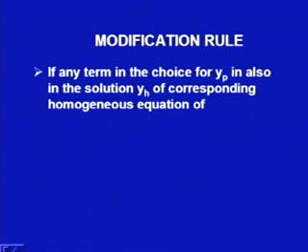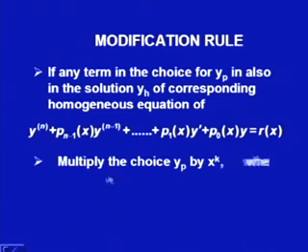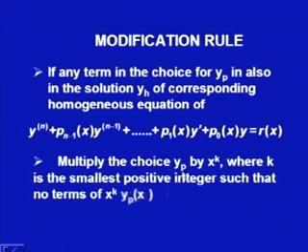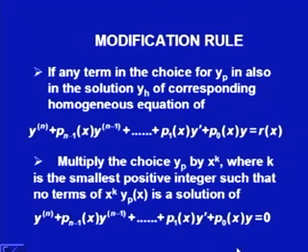If any term in the choice of y_p is also in the solution y_h of the corresponding homogeneous equation of this non-homogeneous equation, then multiply the choice y_p by x to the power k, where k is the smallest positive integer such that no term of x^k y_p(x) is a solution of this homogeneous equation.